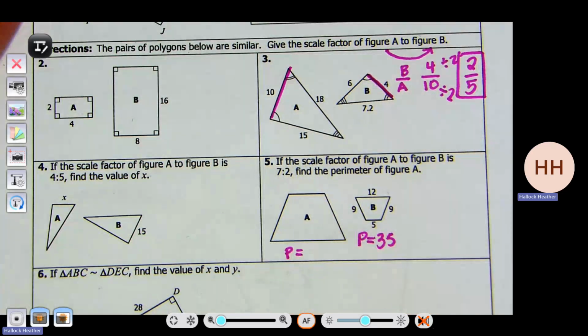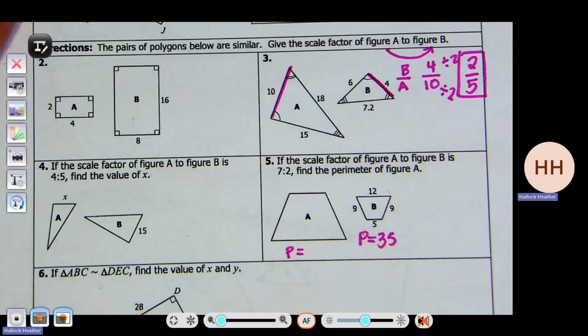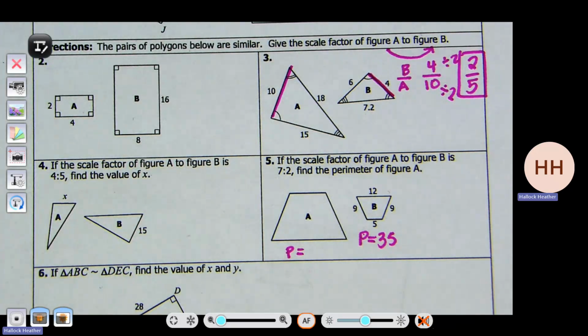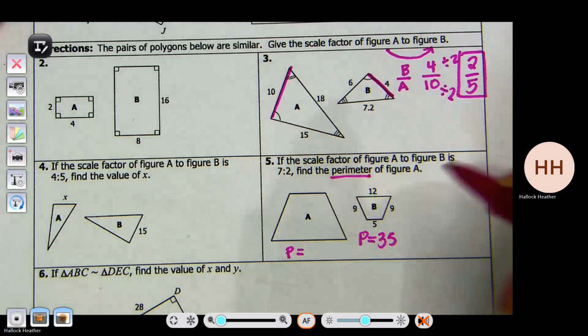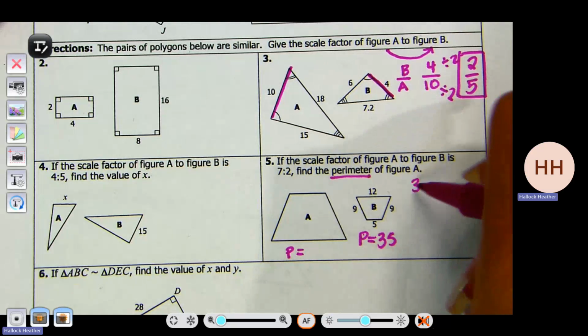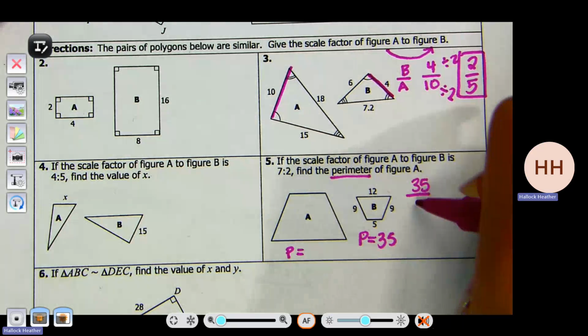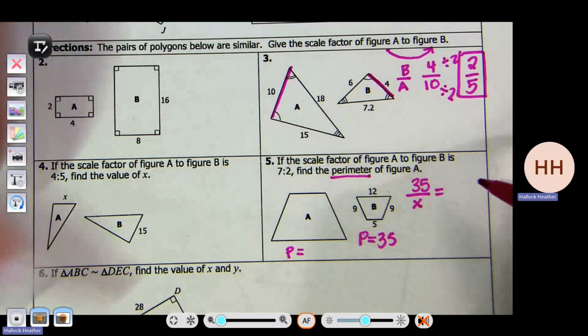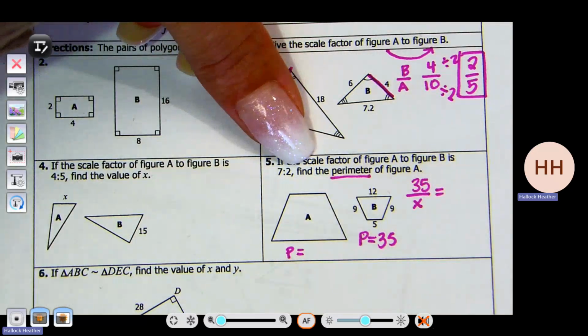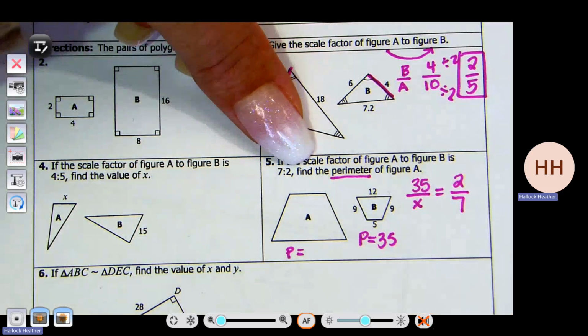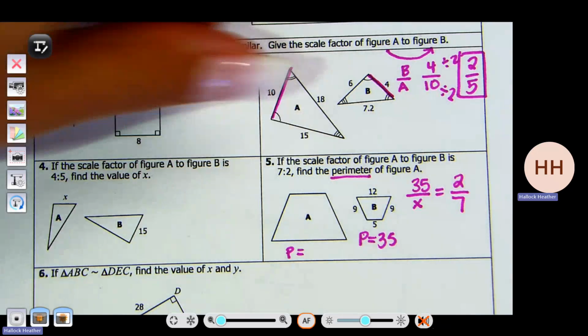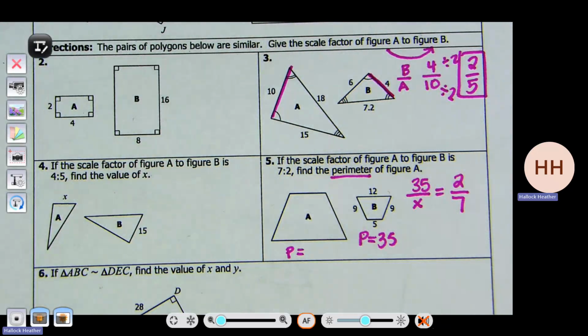So I'm going to write a proportion like we did yesterday. Yesterday we did small over big equals small over big. P is perimeter because we're talking about perimeter. So my perimeter for my small is 35. Do I know the perimeter of the big one? Heck no. So I'm going to call it X. If my scale factor is 7 to 2, which one represents the small shape, 2 or 7? 2. So I'm doing 2 over 7. And then what did we do yesterday? We cross multiply like the beautiful little butterfly.